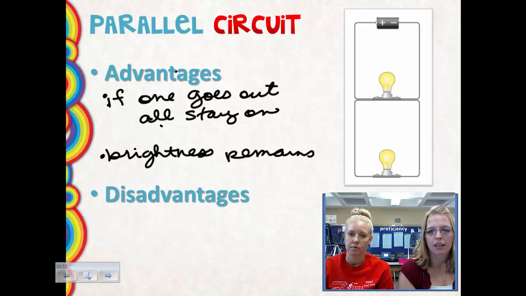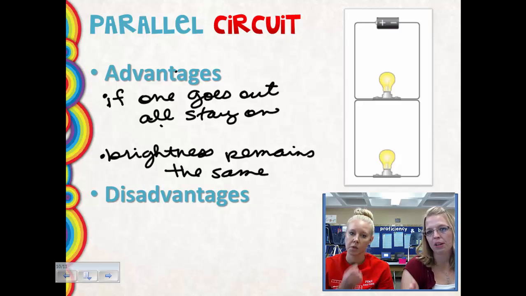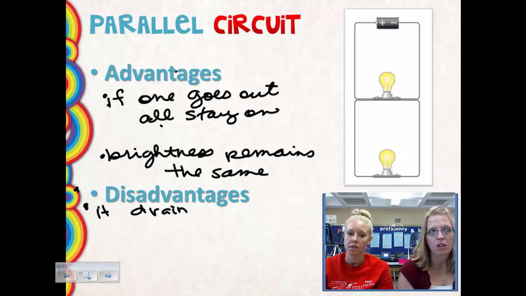remains the same. So in theory, with this circuit on the side, there's 2 bulbs. If we add 10 bulbs, they're going to be the same brightness. If we add 20 bulbs, they're going to be the same brightness. What happens though, because you're like, seriously, how does that work? One of the disadvantages, it will drain your battery faster, or use more energy if you're using an outlet.